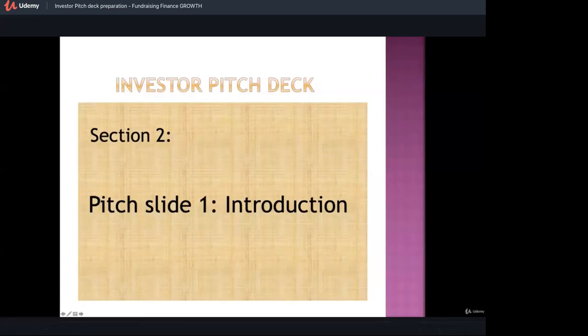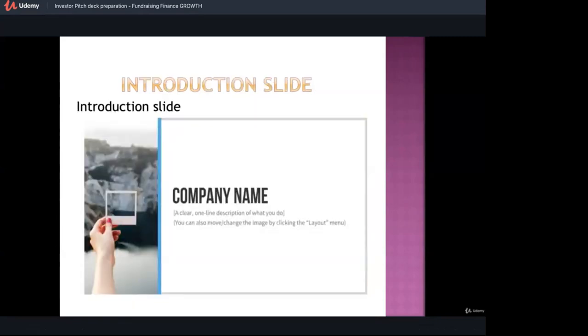So this is the first slide. Section 2, Pitch Slide 1, Introduction. I will start by explaining slide 1 of the 10-slide pitch deck. The next sections will explain each of the following 9 slides of the deck.